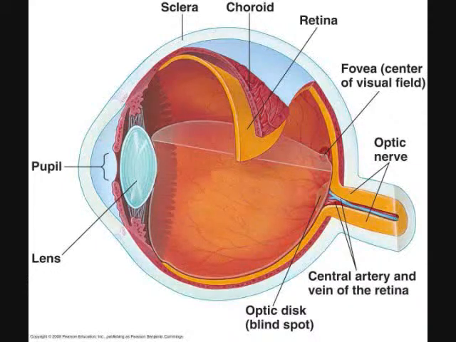Pupil. The pupil is the hole in the center of the iris. When the iris changes shape, the pupil is either dilated, allowing more light in, or constricted, allowing less light in.